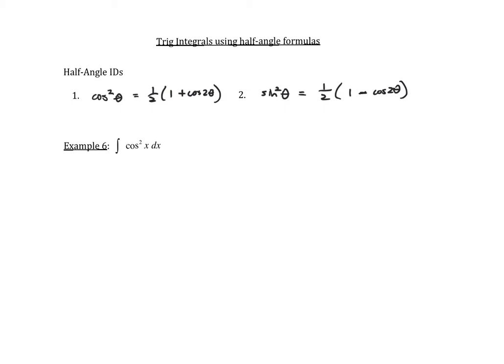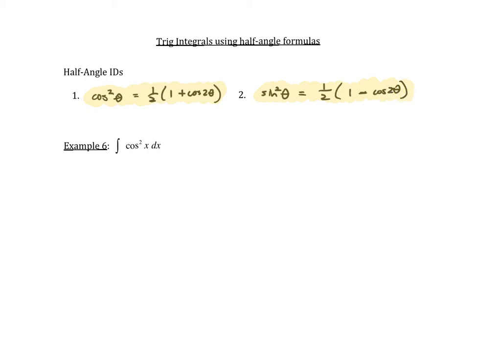So I hope you guys could see that for both cosine squared and sine squared, the identity has the same shape. In fact, they both involve cosine 2 theta. The only difference is the sign between the 1 and the cosine 2 theta. So in this case, it's the sine that has the negative and the cosine that has the positive. So these are so important. I am going to highlight them, and I really suggest that you memorize these identities.